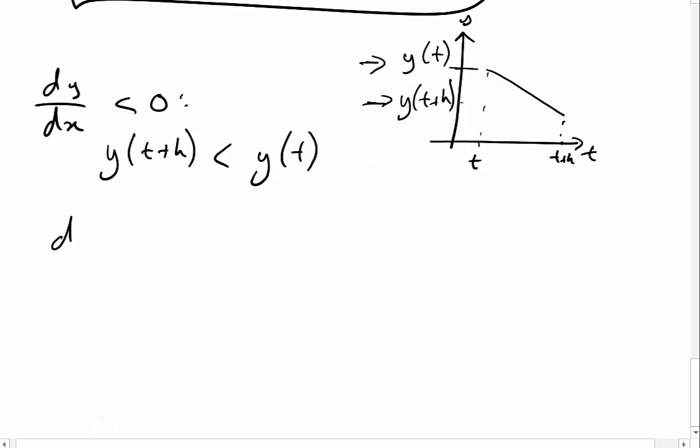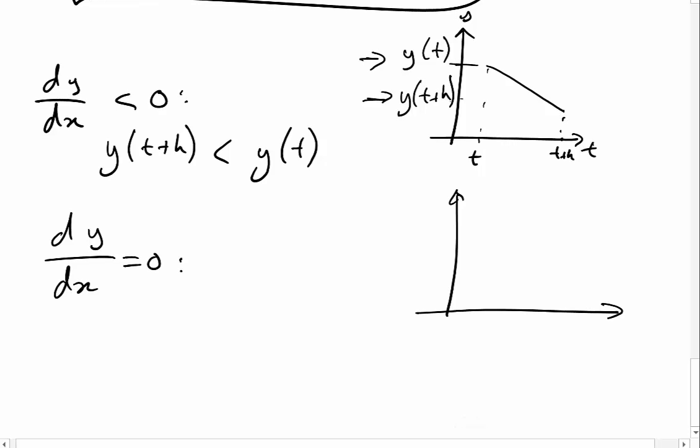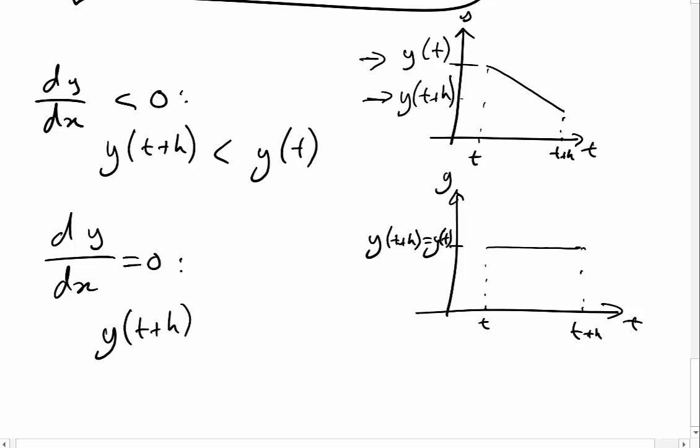Now let's consider the case when we are not changing at all, so dy/dx is equal to 0. What does that mean? Again, we've got y and t. We're not changing, so we're just on a flat line. So y of t plus h is the same as y of t. That's the only way we can get a straight line: if the y values at both of these time points, t and t plus h, are the same.